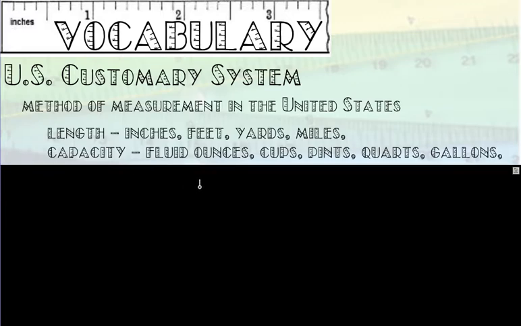Yes, please make sure all these are written down. So if you need to pause and get everything written down.